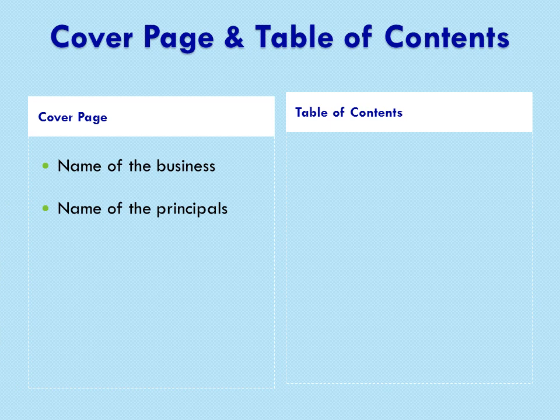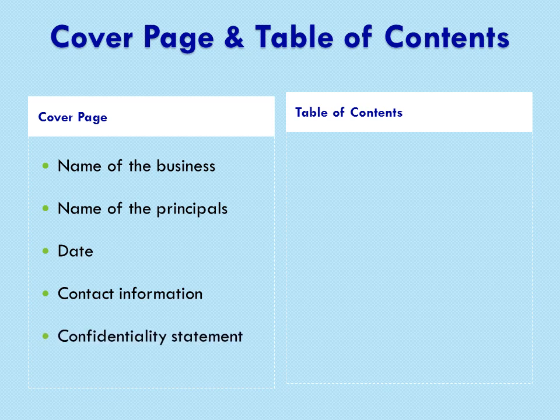Then the names of the principals. Principals means you, the owners, who are making the business plan. Then the date and contact information of all the principals, and a confidentiality statement. Your statement should be one that will attract your future investors.